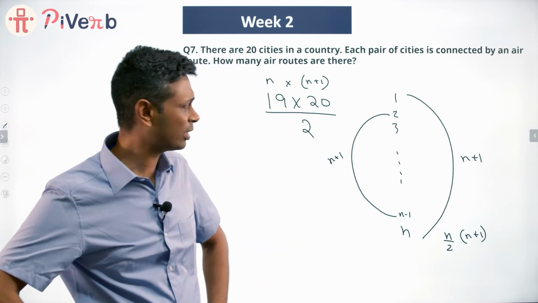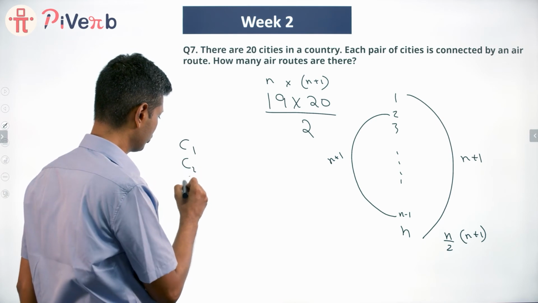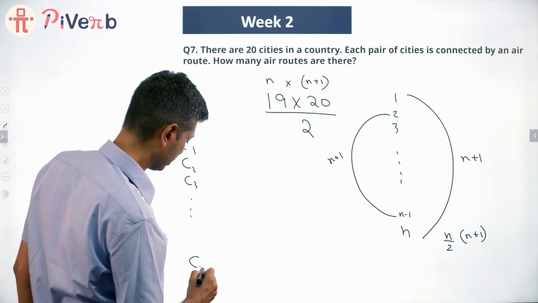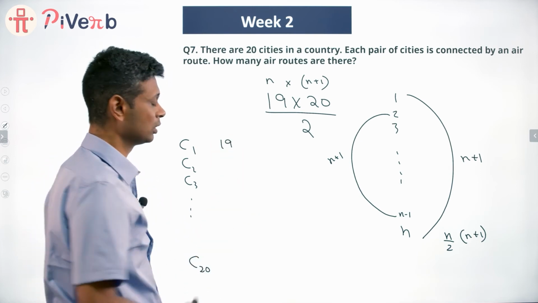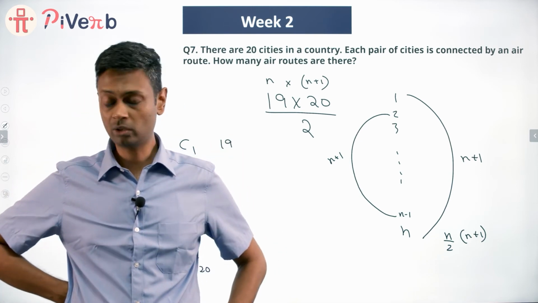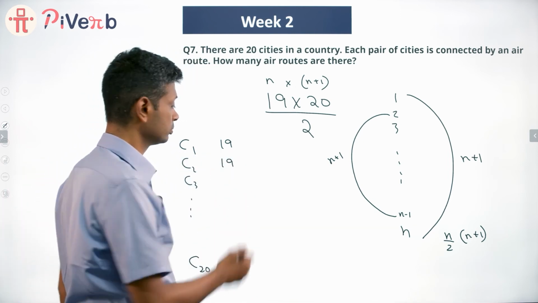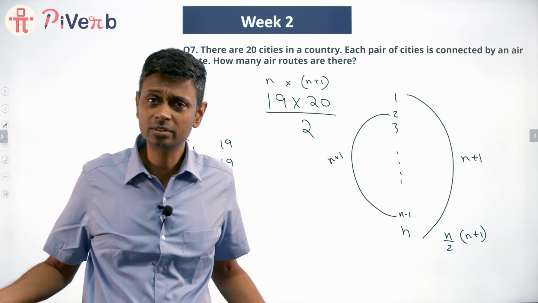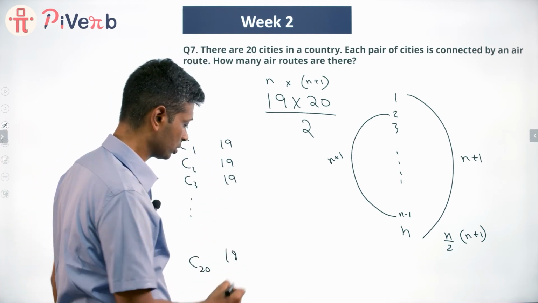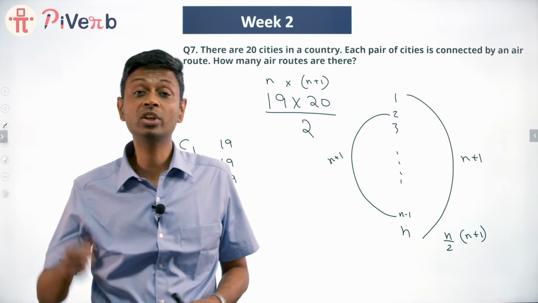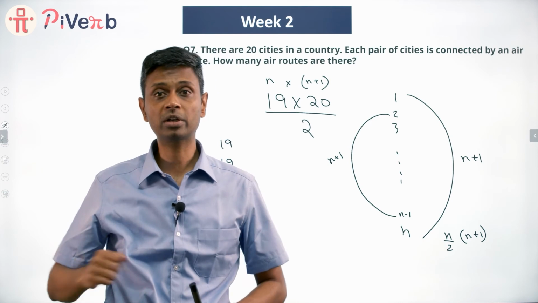Now this question I'm going to do slightly differently. Same approach: C1, C2, C3, all the way till C20. I'm going to say from C1 there are 19 routes. From C1 I can go to 19 different cities, 19 routes, done. From C2 there are 19 routes. From C2 I can go to the other 19 cities, 19 routes. From C3 there are 19 routes. From C20 there are 19 routes. Why should I count C1, C2 only as part of C1? I'll count it as part of C1, and I'll count it as part of C2 also.